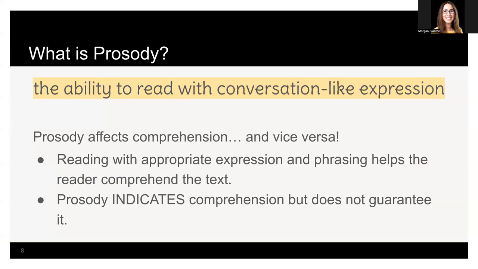Prosody indicates comprehension, but it does not guarantee it. And so don't be fooled. There may be a student who has become proficient at reading with expression and with correct phrasing. Maybe the student is proficient at paying attention to punctuation, but that does not mean that they automatically understand everything they read. Sometimes students sound like they are really fluent readers, but then there's some other things that they might need to work on comprehension-wise. But it is an indicator of comprehension. So oftentimes it does indicate comprehension, but I do just want to remind you that it does not guarantee it.